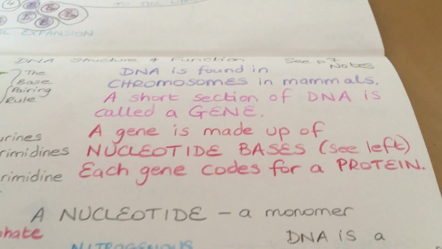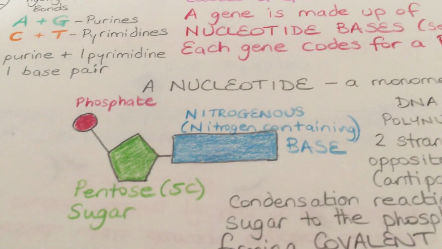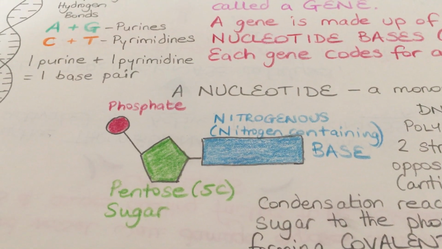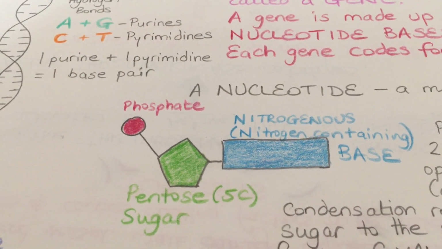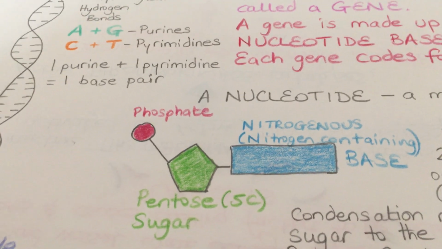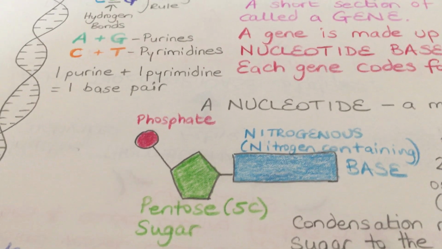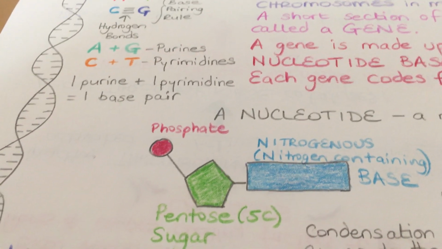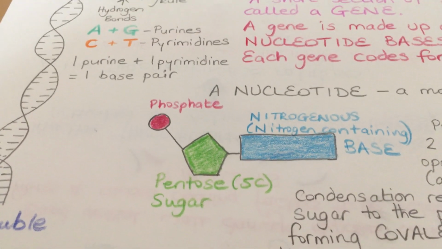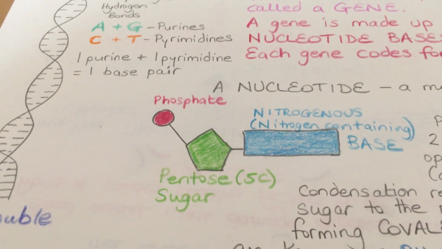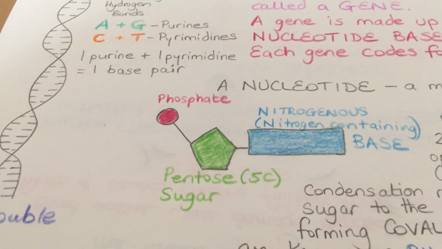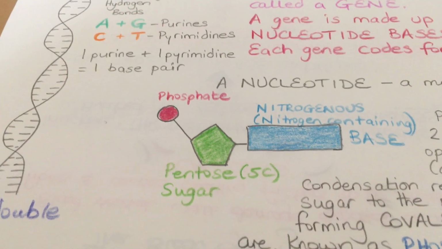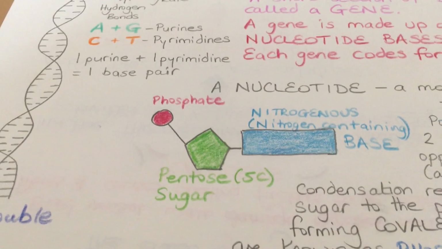So here we have a nucleotide monomer. You could be asked to draw this in the exam. You may have done a test with this nucleotide monomer diagram previously. So we have a phosphate, and that comes out of the fifth carbon on a pentose sugar. So in DNA, the pentose sugar is deoxyribose, and in RNA, the sugar is a ribose sugar, but they are both pentose sugars.